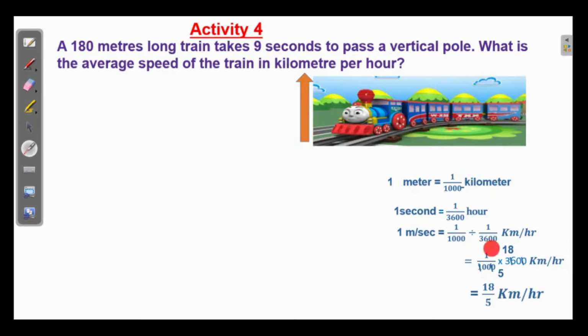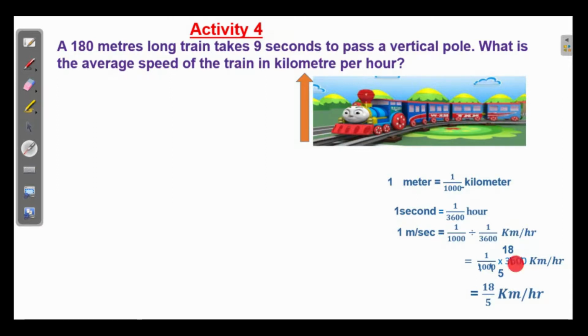3600. To divide by a fraction, it is enough to multiply with its inverse. So 1 by 1000 into 3600. Inverse of 1 by 3600 is 3600. So 1 by 1000 into 3600 kilometer per hour.